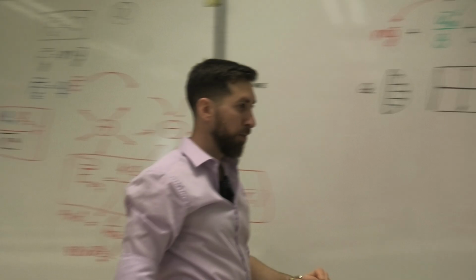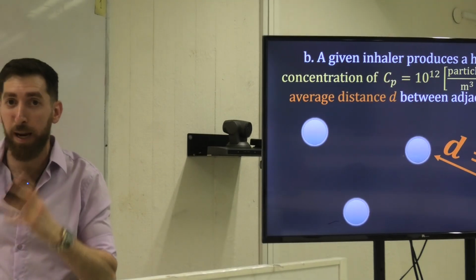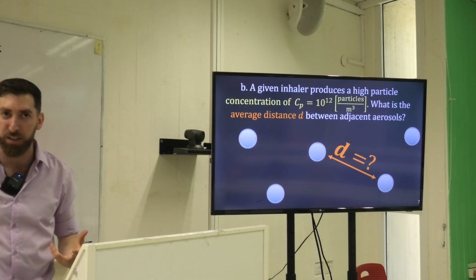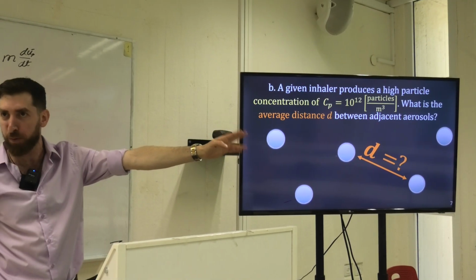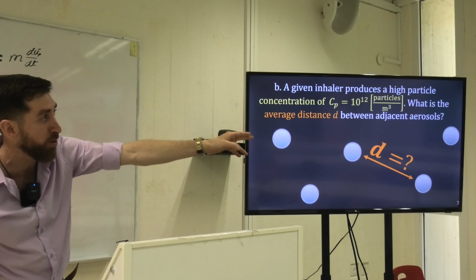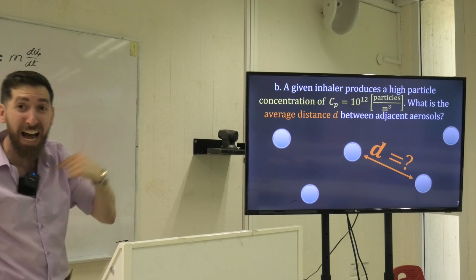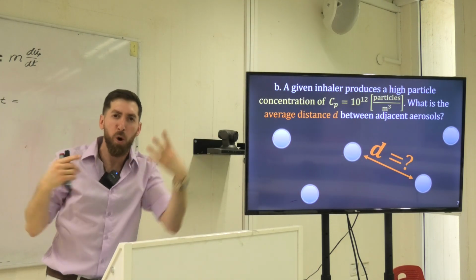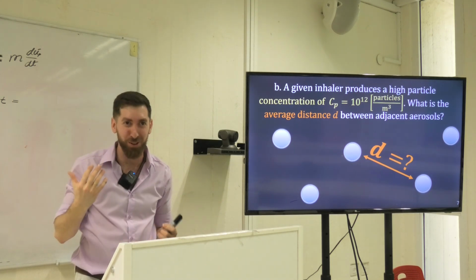I go to the board. So we have a given inhaler, some inhaler, and this inhaler produces high concentration of particles. How many? Millions of millions, exactly, 10 to the power 12. Millions of millions particles per cubic meter. This is how dense the particles are. And what I ask you, what is the average distance between two particles? Why do we want to find the distance? Because we know it's very important for the electrostatic force.